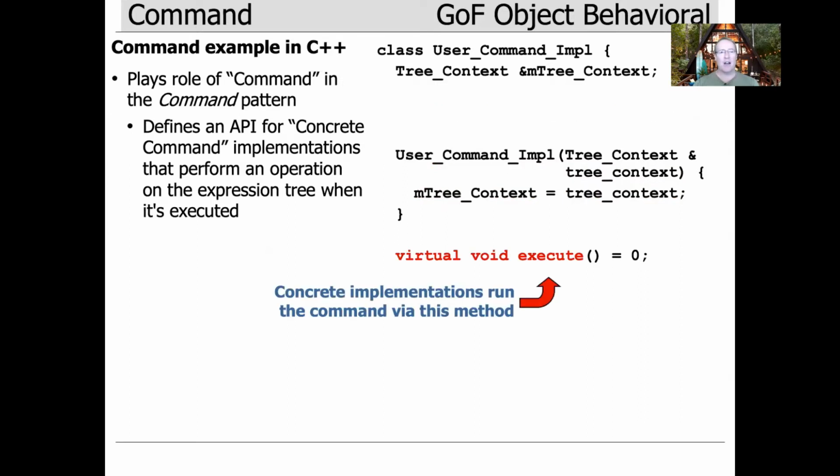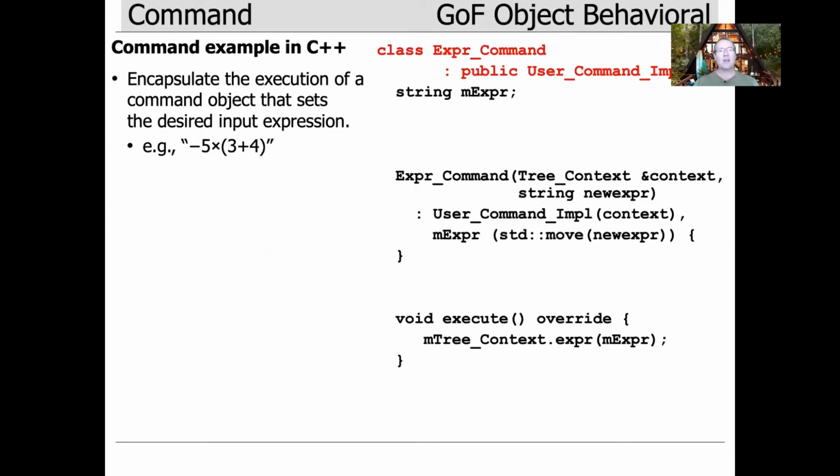And then we have a virtual method called execute. And this is virtual because there's no implementation defined in the base class. We have to derive this and extend it in order to do something in the subclasses. But that's really the key API method that's used to indicate this is the command pattern. Let's take a look at a couple examples.